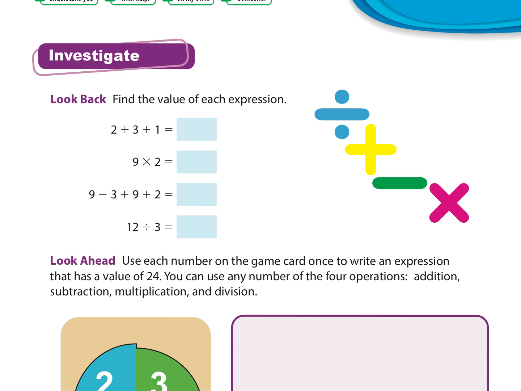So I have 2 plus 3 plus 1. What is my value going to be? It should be 6. Good. Okay, then I have 9 times 2. The value is? 18. Then I have 9 minus 3 plus 9 plus 2. 17. Okay, so you work it left to right. 9 minus 3 is 6, plus 9 is 15, plus 2, y'all got 17, and then 12 divided by 3 is 4.